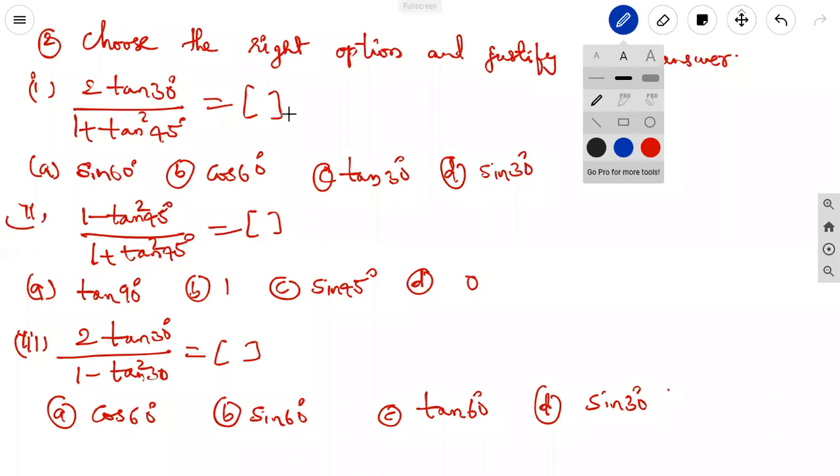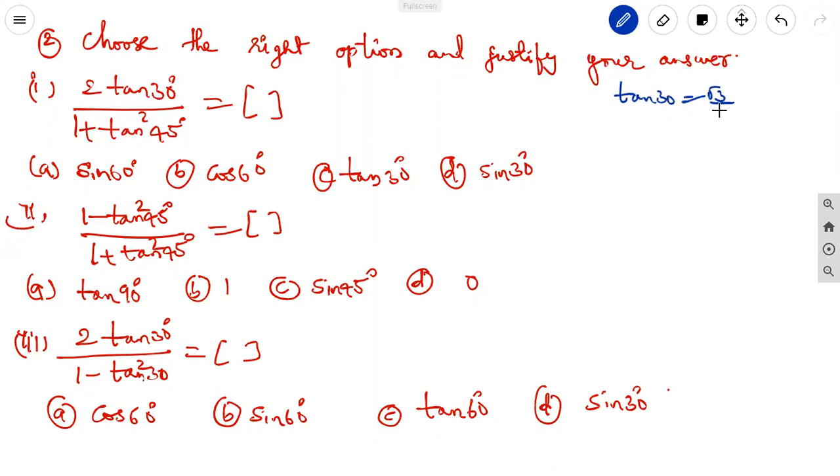In exercise 11.2, the second problem is: choose the right option and justify your answer. 2 tan 30 by 1 plus tan square 30. We know the tan 30 value, that is sin 30 by cos 30. Sin 30 is 1 by 2, cos 30 is root 3 by 2. So, tan 30 is 1 by root 3.